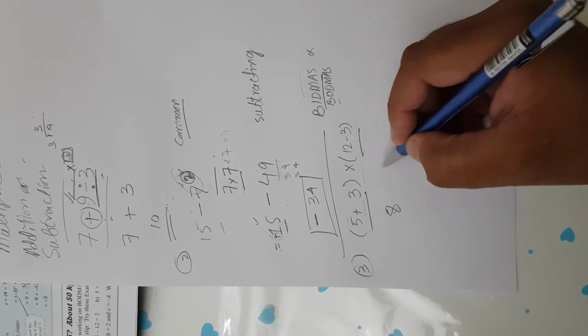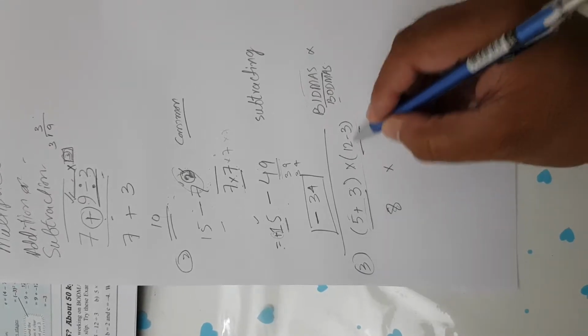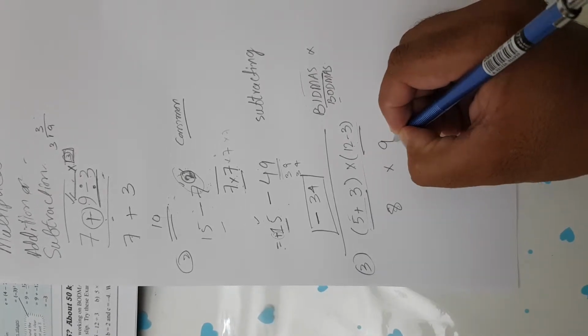8 is my number here. I'll bring the multiplication sign down. 12 minus 3 is what? 12 minus 3 is 9.